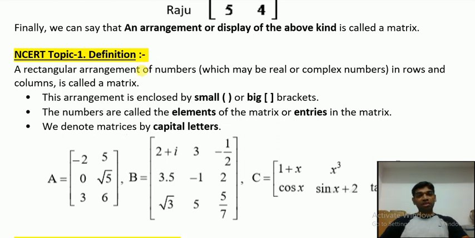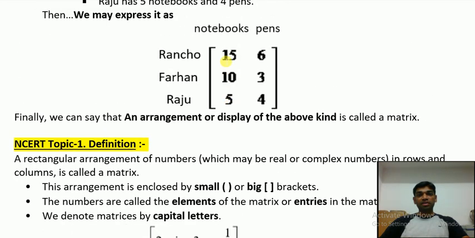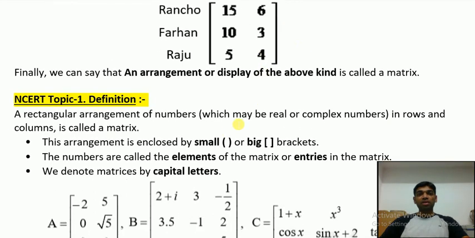So let's start with the formal definition. A rectangular arrangement of numbers, like this one, in rectangle form we are writing some numbers. These numbers can be real or complex numbers, it can be anything, in rows and columns. See this first row, second row, third row, first column, second column, like this. So this rectangular arrangement is called a matrix. This is nothing difficult.